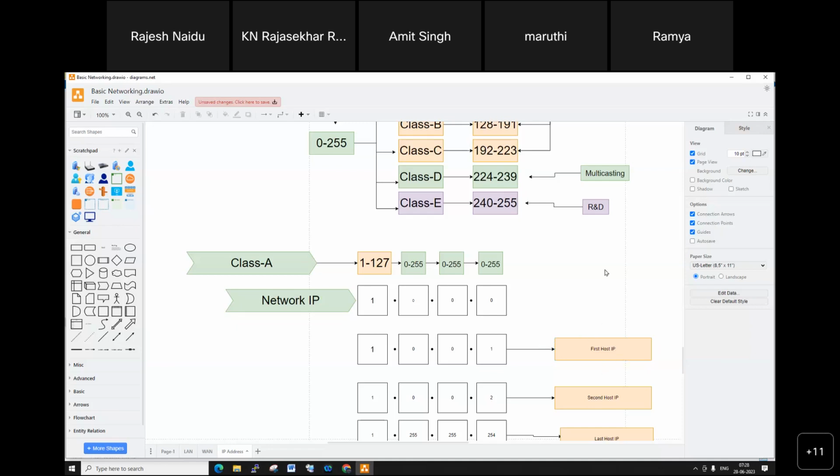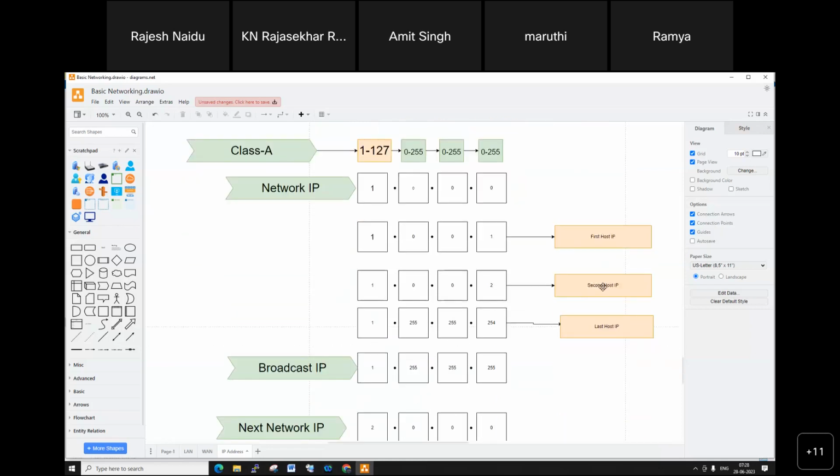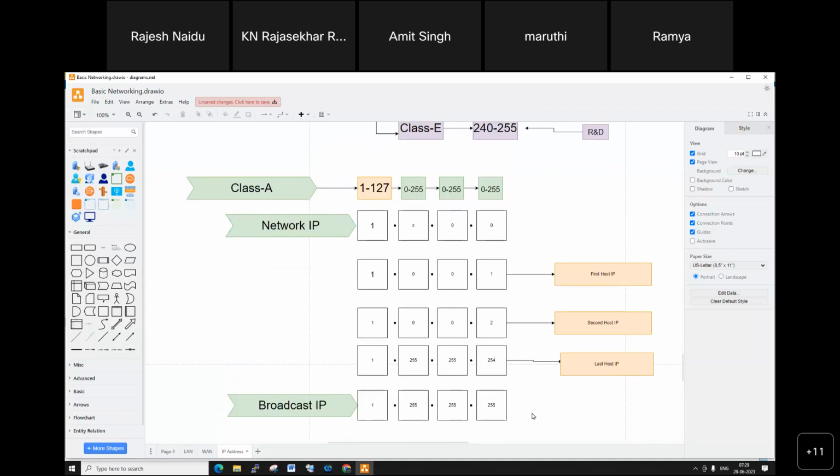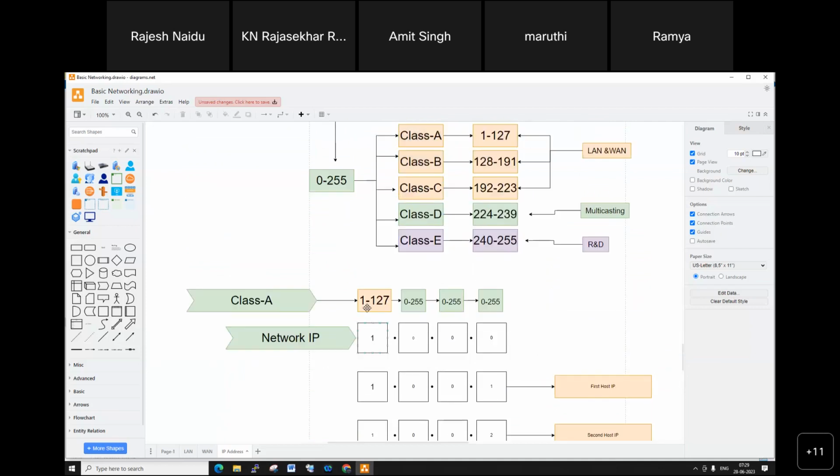Good question, Maruti. So what is the question raised by Maruti? The IP ending with 0 and the one ending with 255, a network IP and broadcast IP, are not given to any system. So the same rule will be applicable for network 2 in Class A, network 3 in Class A, network 125 in Class A. That is your question, Maruti?